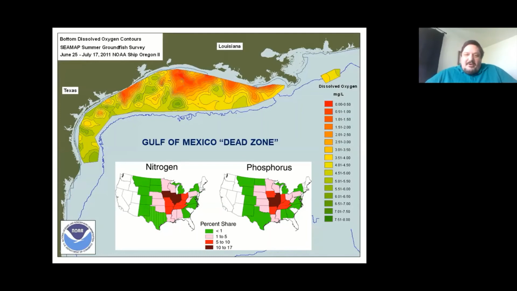And the thing I want to point out here is that in terms of nitrogen and phosphorus or phosphate, the states that contribute the most are in the dark red or maroon, and for nitrogen it's Iowa, Illinois, Indiana. Phosphorus is Missouri and Illinois. And so if you look at the only state that is in both lists, it's Illinois. So we contribute a lot to what is known as the dead zone in the Gulf of Mexico, those red areas where there's no oxygen.